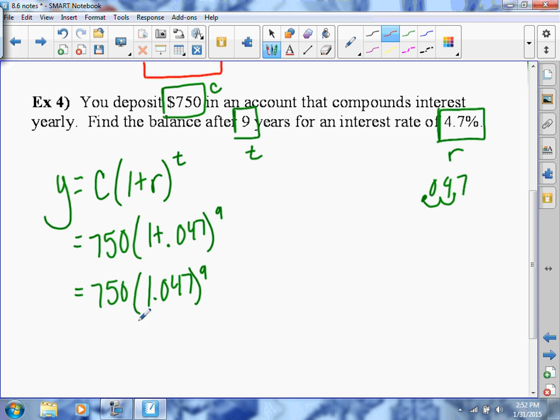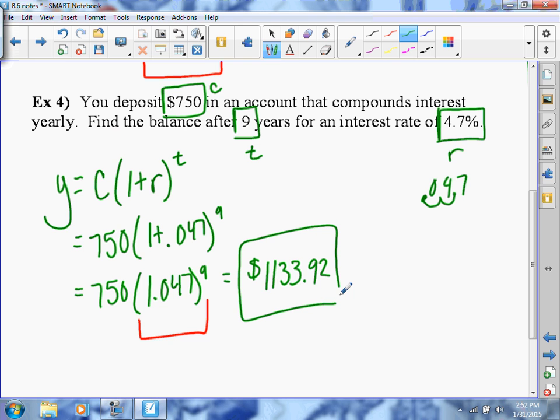And when you put this into your calculator, do the power first, get an answer, then multiply by the 750. And when you do that, your ending balance should be $1,133.92. Again, if you wanted to write that as a complete sentence, you would say, after 9 years, I will have $1,133.92 in my account.